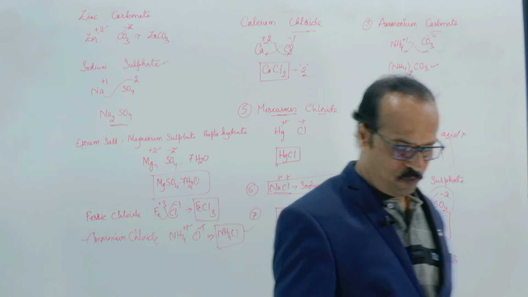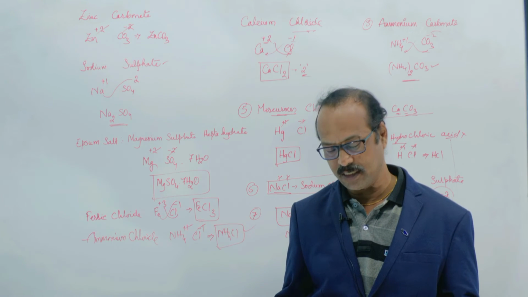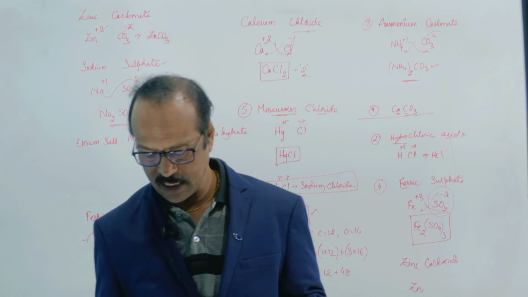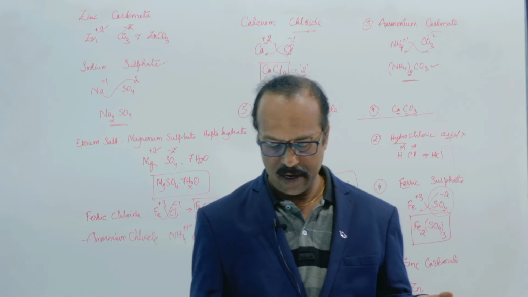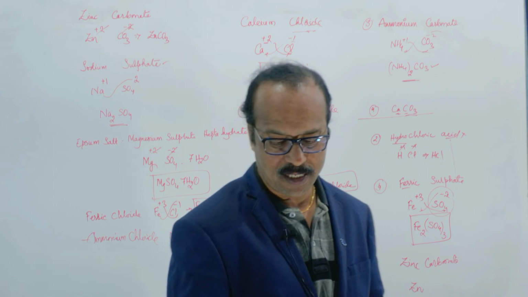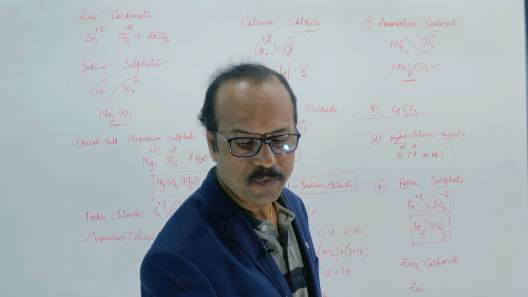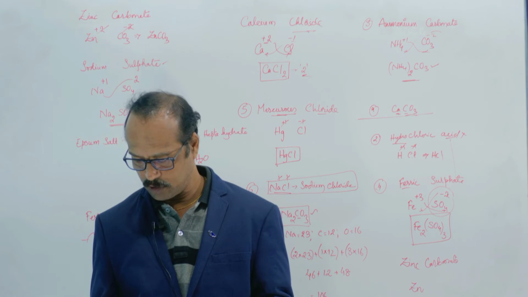Next, Na3PO4 represents 1 atom of phosphorus. Yes, only 1 phosphorus is there. 4 atoms of oxygen, yes, 4 oxygen atoms are there. And 3 atoms of sodium, yes, Na3 is there. So what is the right answer? All above are correct. So the option is 4.